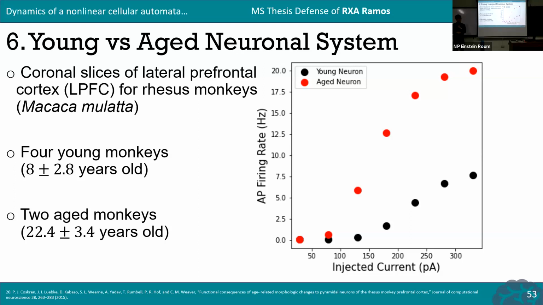Different experimental data have different values or continuity of values for the current as well as for the firing rate. Some neurons, for example, in the squid giant axon from the original Hodgkin-Huxley, are in the order of microamperes. But in the rhesus monkey, they are in the order of picoamperes. So it varies from species to species, depending on the biological sample.